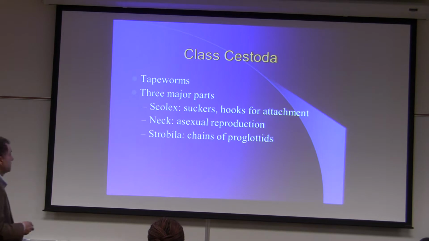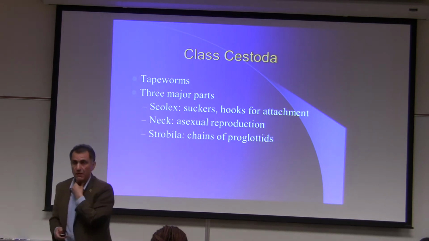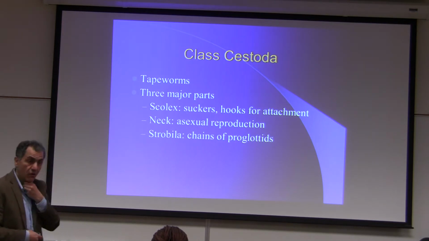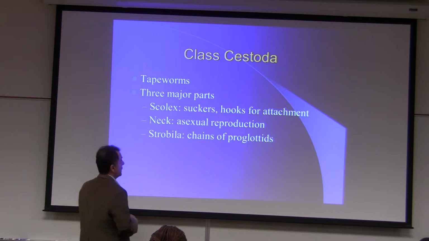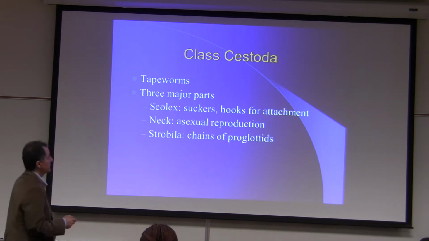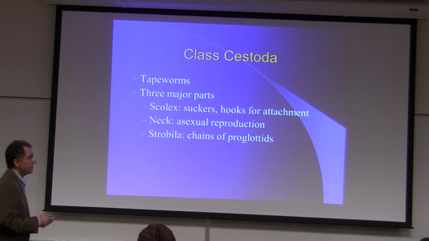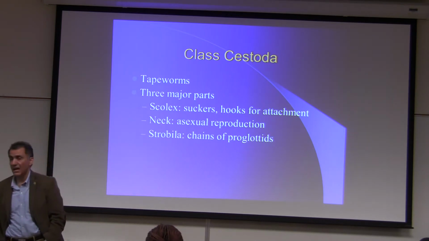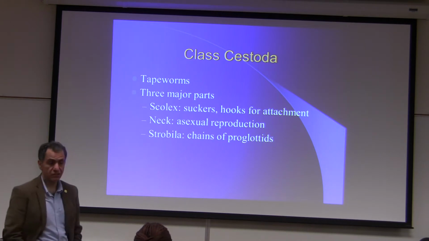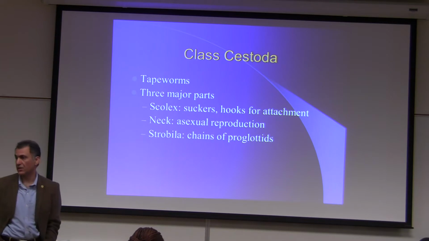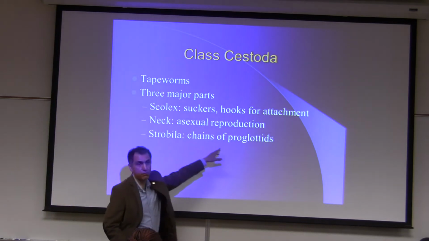Three major parts: scolex, which is the attachment portion that attaches to the gut of the host. If I ask you what is the function in the lab practical exam or quiz or lecture exam, the scolex has suckers and hooks for attachment. The neck region is asexual reproduction, or germinative zone, like germination. Okay, they call it germinative zone. And strobila is the chain of the proglottids.